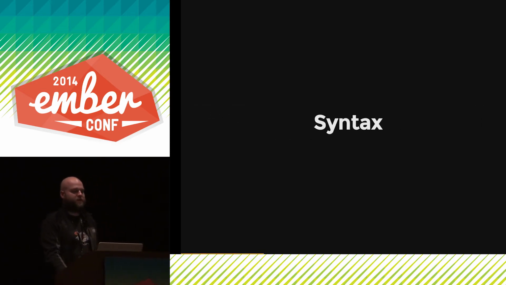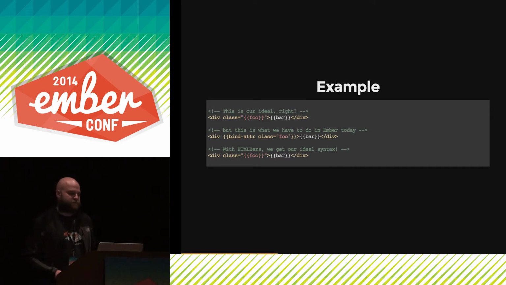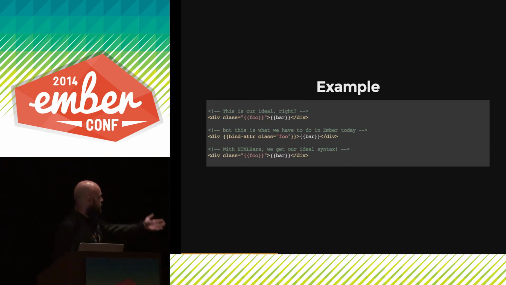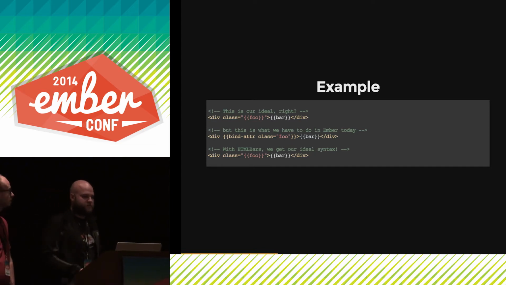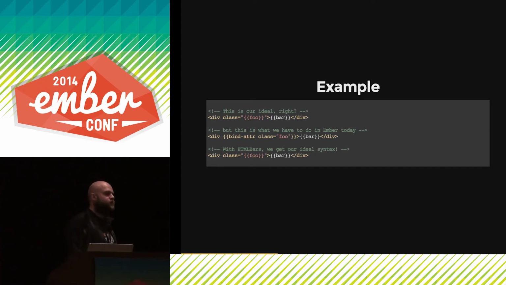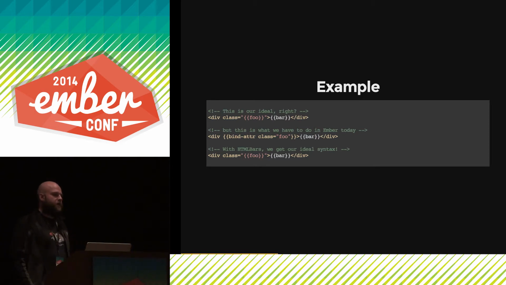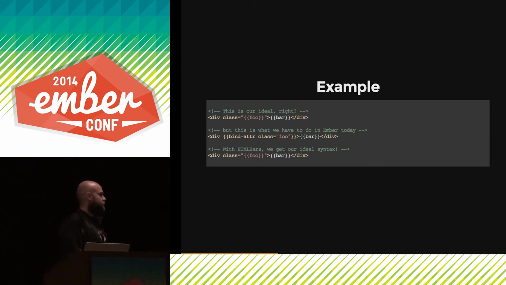Syntax, right? It gives us our ideal syntax. Right now, today, we have our ideal syntax, right? We should just be able to use curlies inside of attributes, inside of elements. You can do this with plain Handlebars today. Unfortunately, in Ember, because of our data binding need, we have to use helpers to achieve this. So we have bindattr, right? But with HTMLBars, we get the syntax that we wanted.